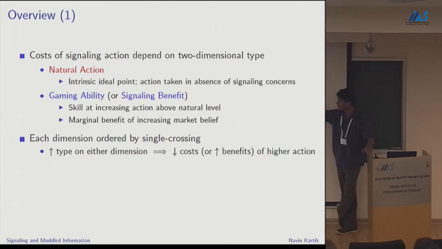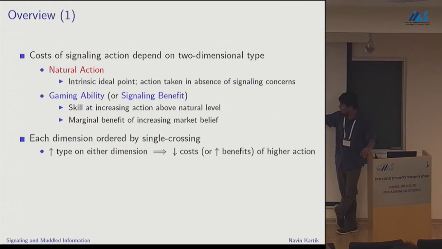And the other dimension is something you can think of as gaming ability, which is your skill at increasing your signal above the natural level. So how much are you willing to pay in order to improve your SAT score? Or you can think of this, and it's going to be isomorphic in a certain sense, as just your private signaling benefit. How much do you care about affecting the market's belief about your type?